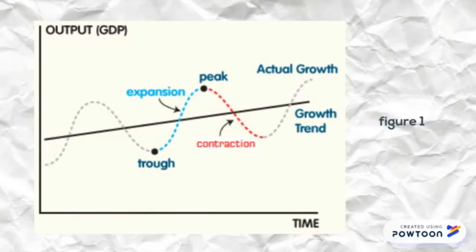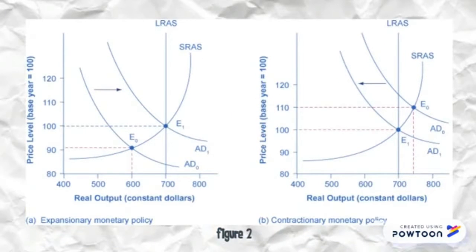Figure 1 shows the business cycle. The phases of the business cycle follow a wave-like pattern over time with regard to GDP, with expansion leading to a peak and then followed by contraction. Figure 2a shows the expansionary monetary policy.